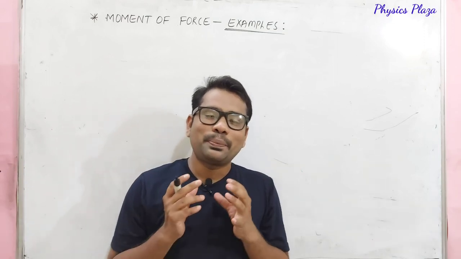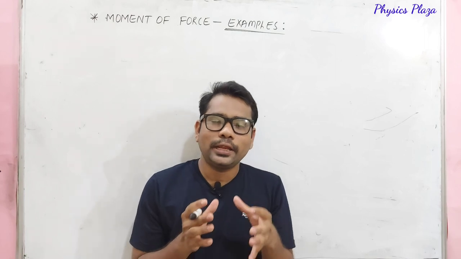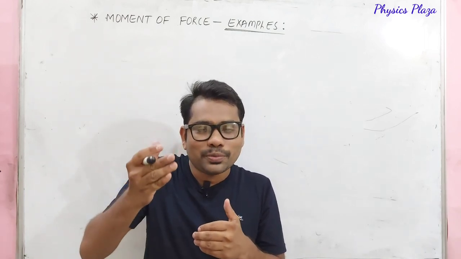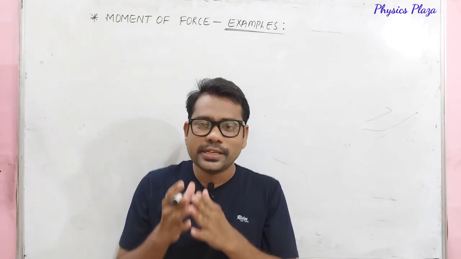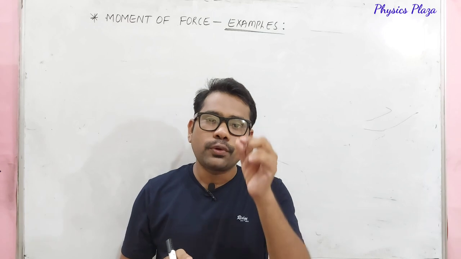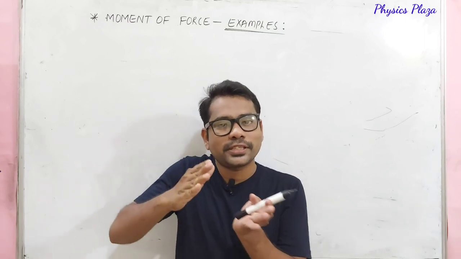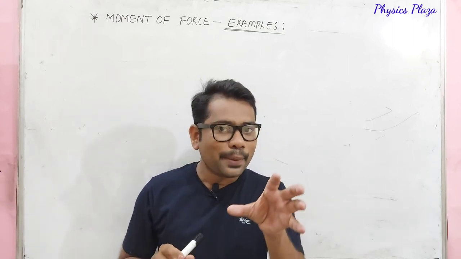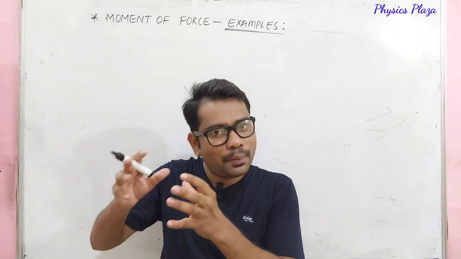Hello dear children, in a previous class of the force chapter, we discussed in detail the impact of force, meaning what happens when force acts on an object, and we also discussed the units of force. There especially we discussed what happens when force acts on a non-rigid body and what happens when force acts on a rigid body. Under the rigid body, we discussed two cases: what happens when a rigid body is free to move, and when a rigid body is pivoted.